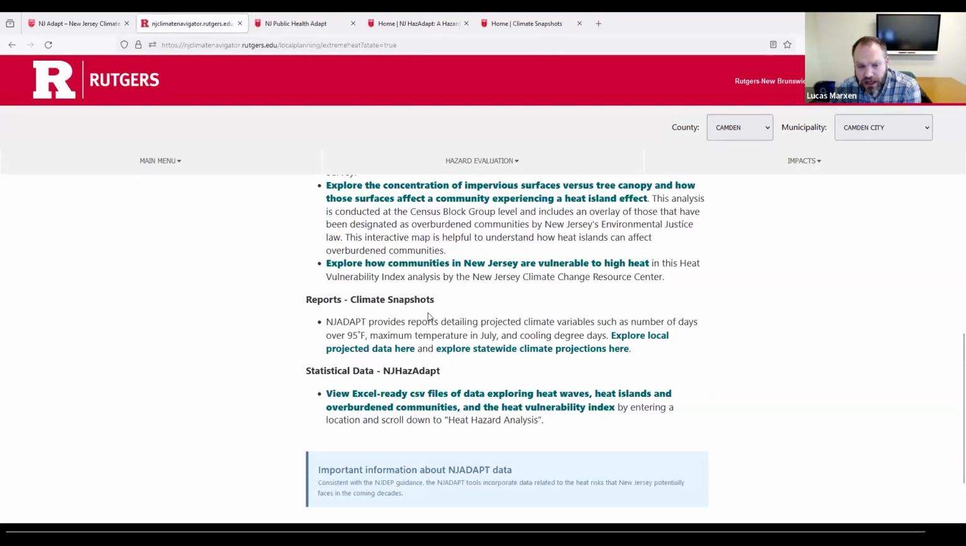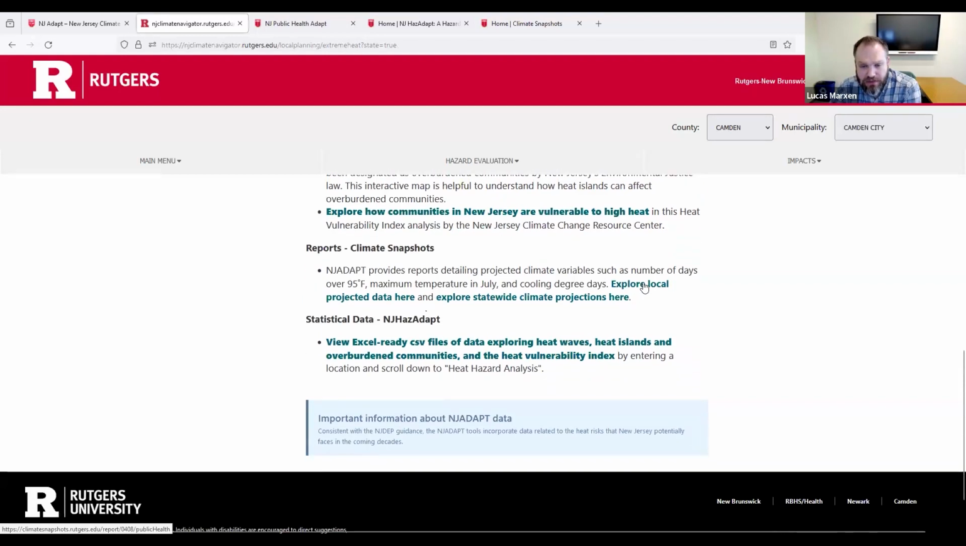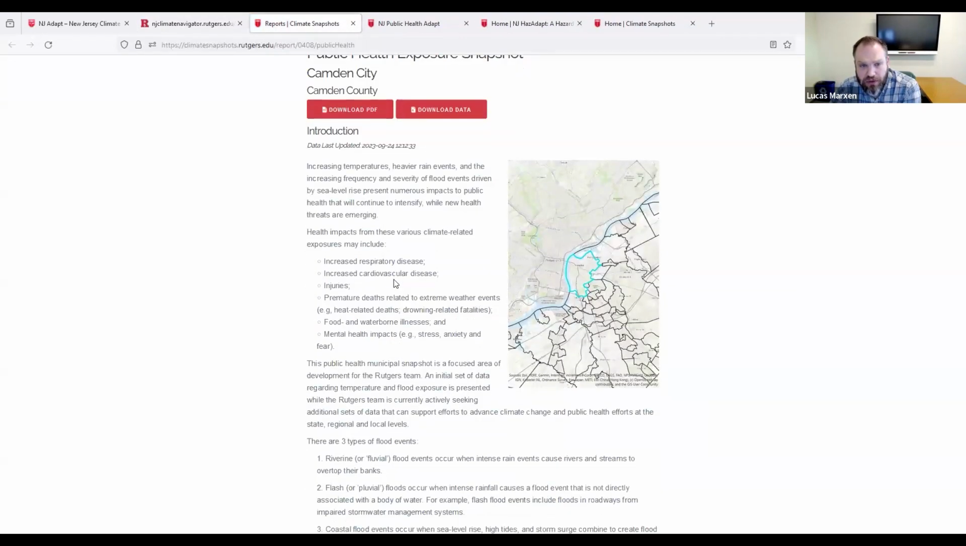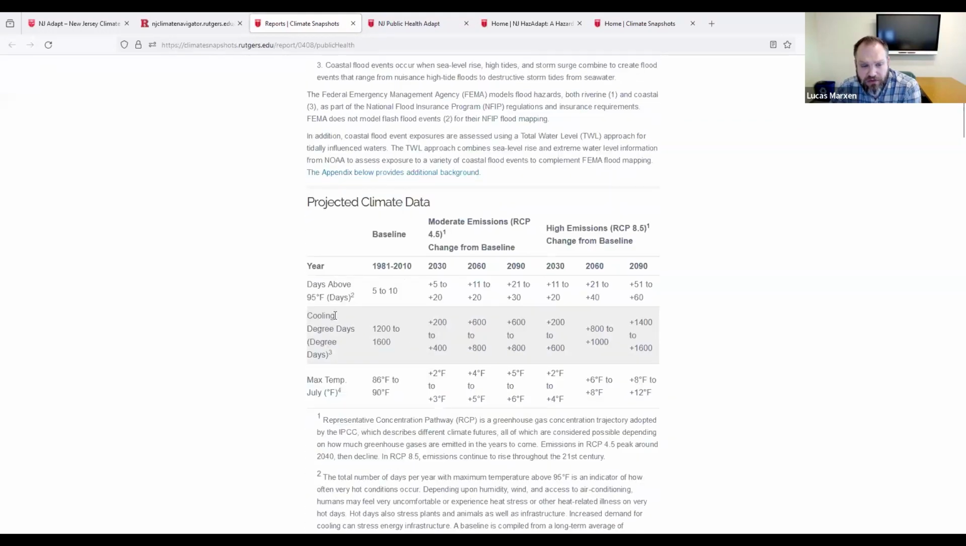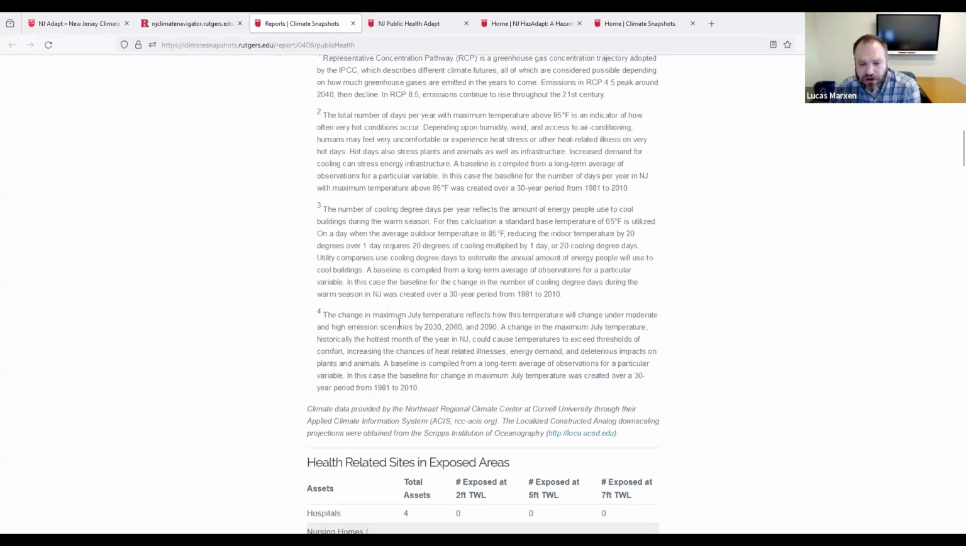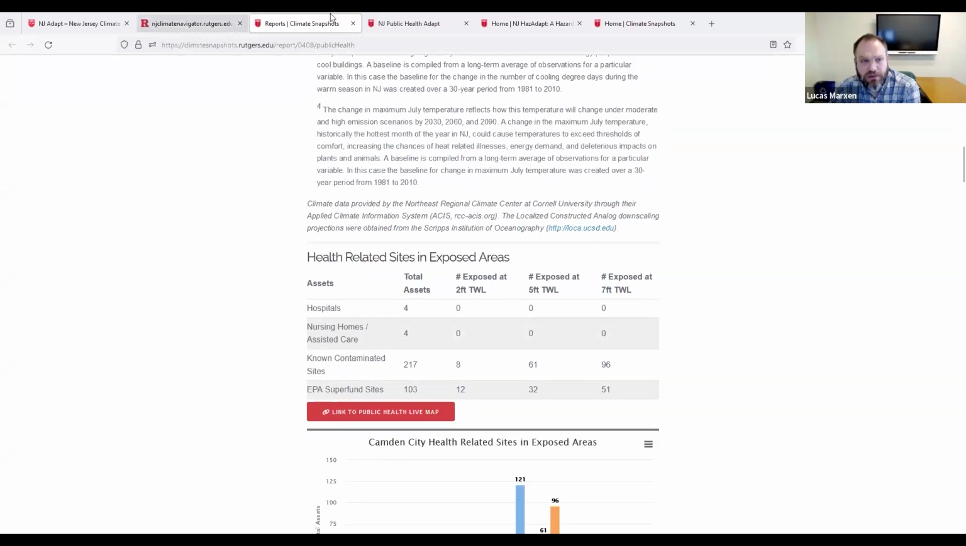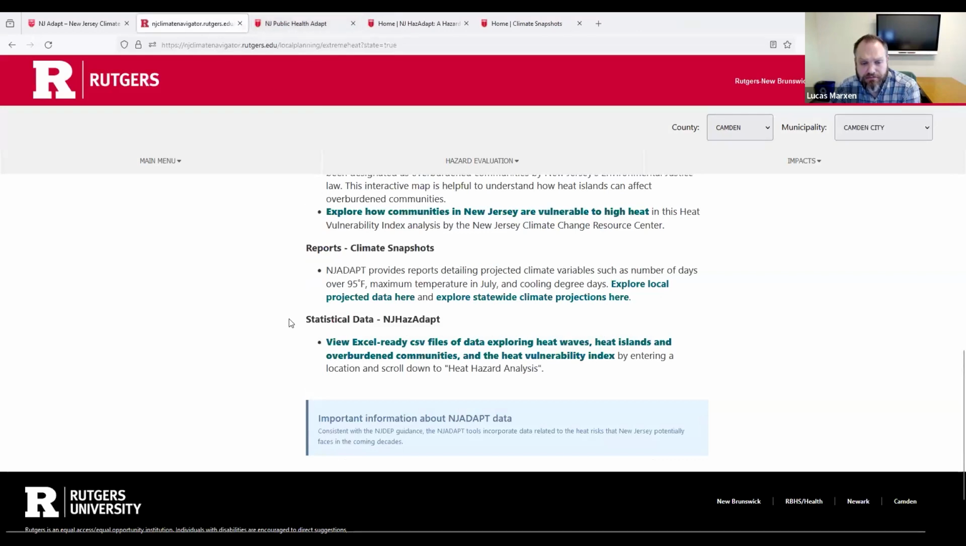Moving on to the report section, again, we have our climate snapshots where we have some data on the local climate. So we can look at public health exposure, where we have some information on the general climate data, looking at things such as days above 95 degrees Fahrenheit, cooling degree days, which is a measure of the amount of energy, electricity needed to cool a facility or building to 65 degrees Fahrenheit, given the outside temperature, and then the maximum temperature in July. Again, looking at a historical baseline, and then the changes expected under a moderate and high emission scenario for 3 different time periods. And there are other data sets there, and you can also look at health-related sites and exposed areas related to heat.